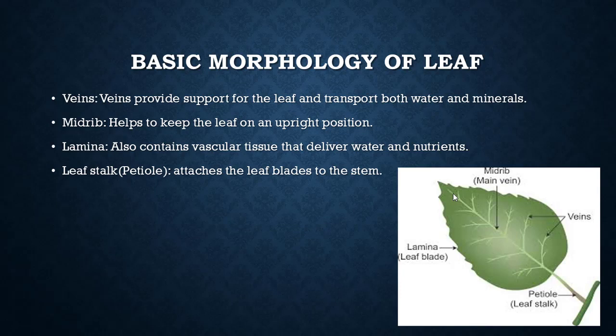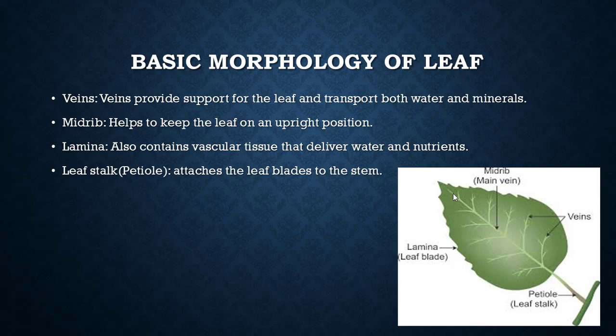Then the lamina, which is also the leaf blade. You know that Allah Almighty, the King of Kings and the Lord of Lords, has made nothing useless. Each and everything, minor or major, has its own use, and nothing else can replace it. So the leaf blade, which also contains vascular tissues, delivers water and nutrients to the leaves. Then there is the leaf stalk, the petiole, which attaches the leaf blade to the stem.